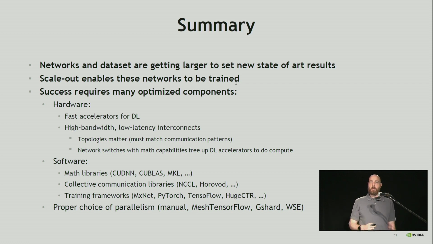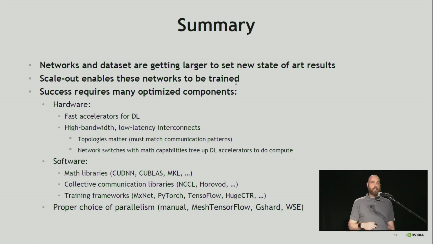Software is very important to pay attention to, and that's why we have a portion of the tutorial focusing on software and application experiences today. Hardware-wise, you have to have fast accelerators. You also have to have high bandwidth and low latency networks for communication. Topologies do matter based on which kind of parallelism you use. Some topologies will be more efficient than others. Network switches that can do some math can be helpful by offloading some of the work from the accelerators, so they can concurrently compute and communicate.